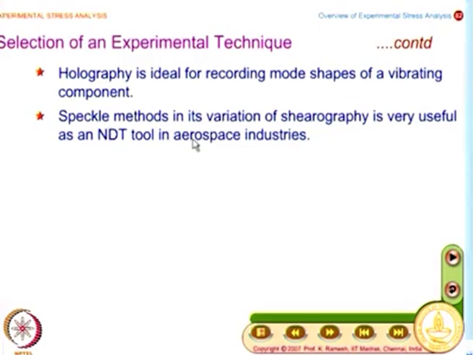And more composites and honeycomb panels are used in space technology. So, they all have the delamination problem, and speckle methods in its variation as shearography is very useful as an NDT tool in aerospace industries. And I have already cautioned that if you see butterfly fringes, you should not be happy, you should rather be sad that you have so many delaminations and you need to go and repair it, then inspect, and only then send. So, you have to be very careful about that.